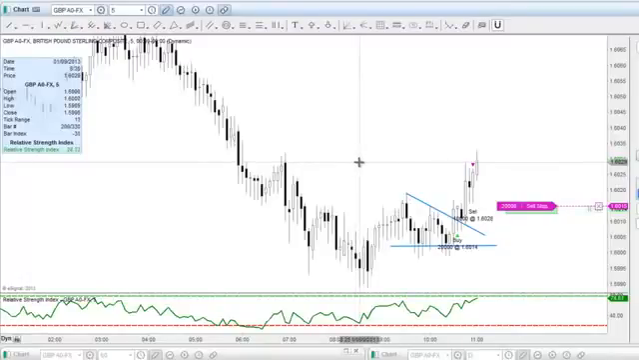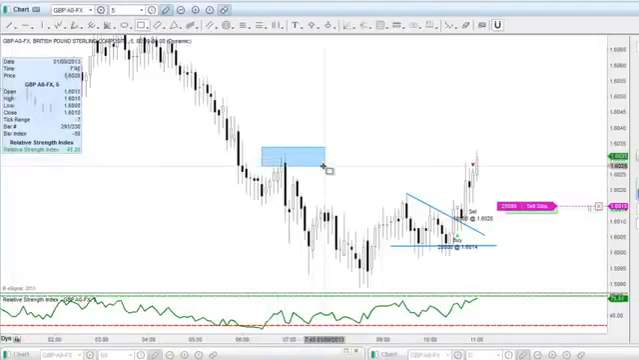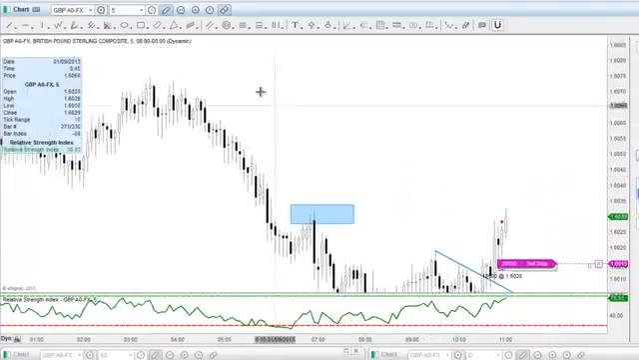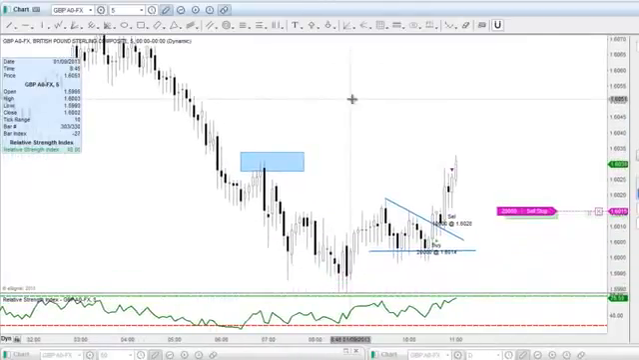Now we're coming right up against, as I said before, that structure. So we're always wanting to be cognizant, always look left. Structure leaves clues for this structure area. If we get above that, man, there's a pretty good chance we're going to run all the way back up here to 60.72s.